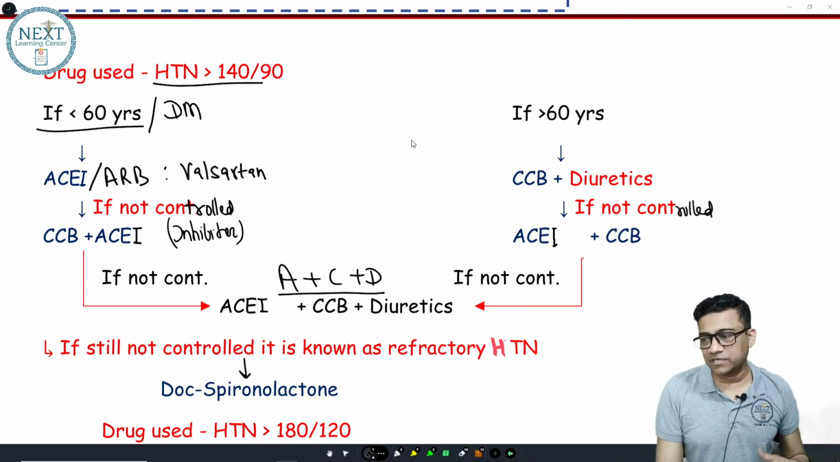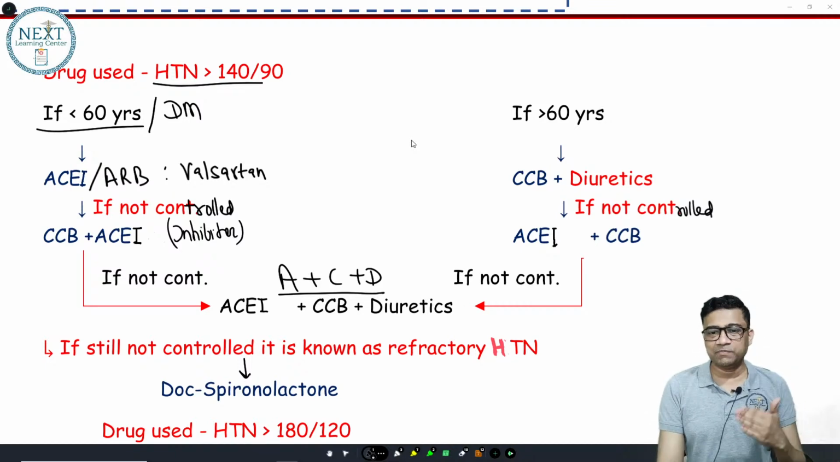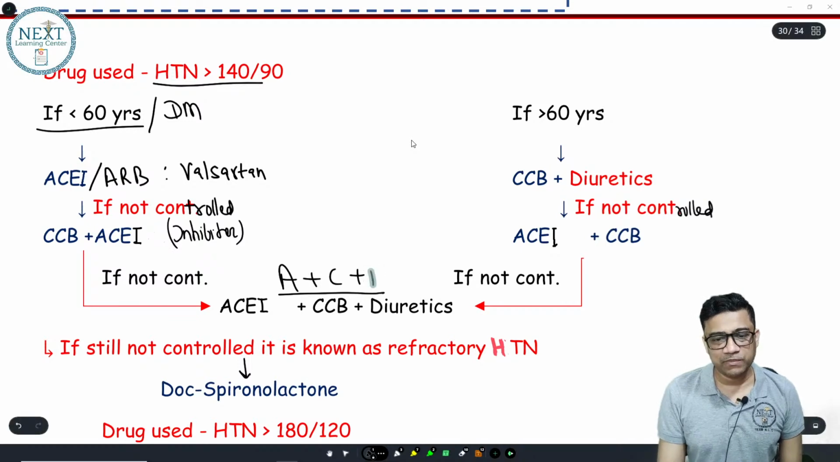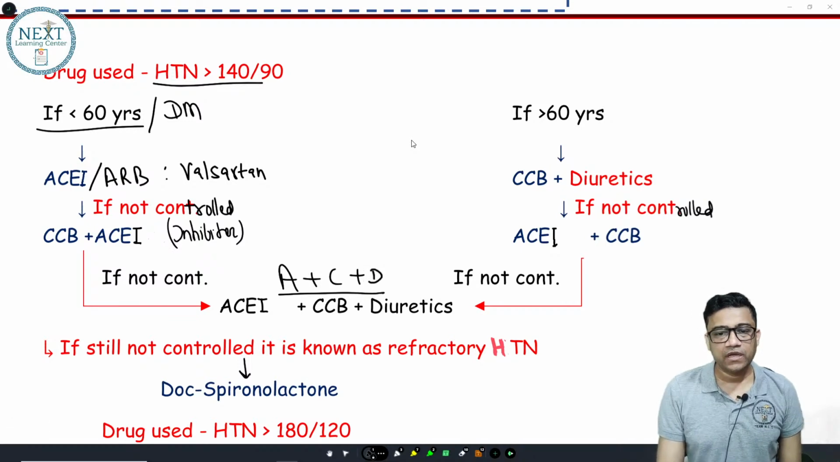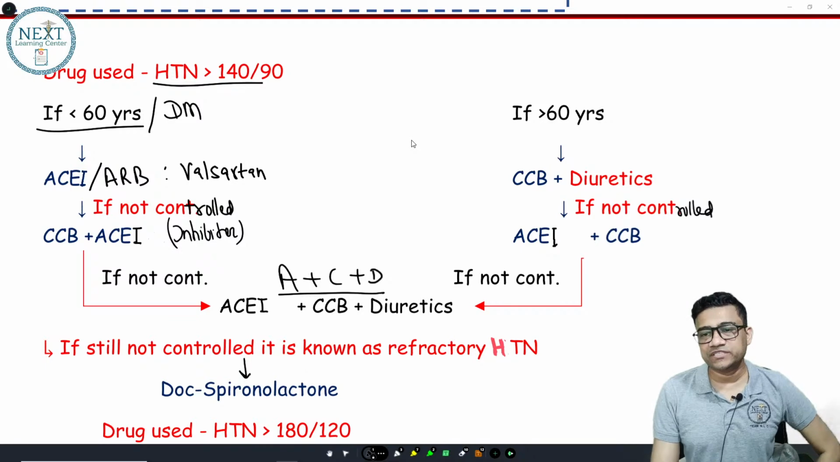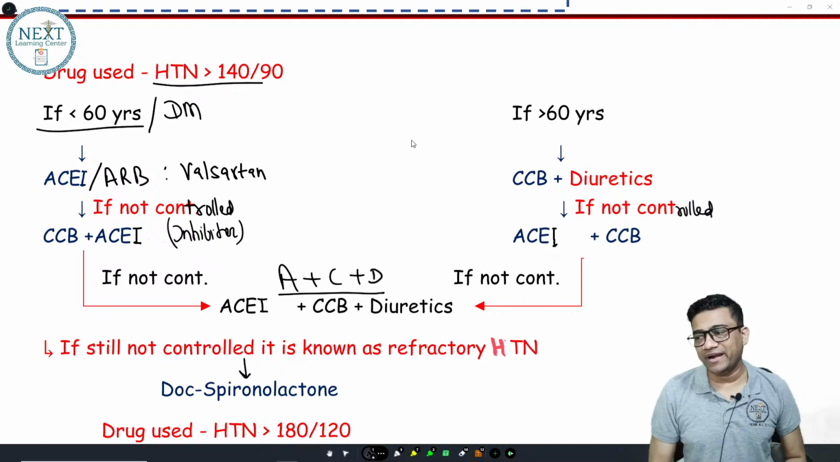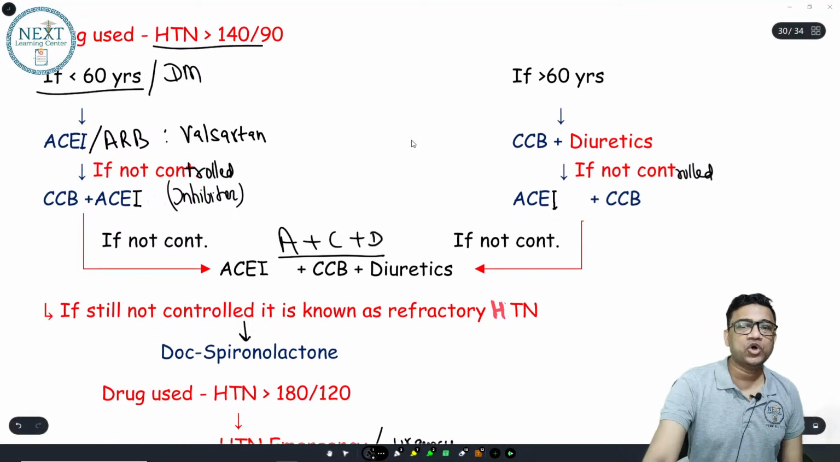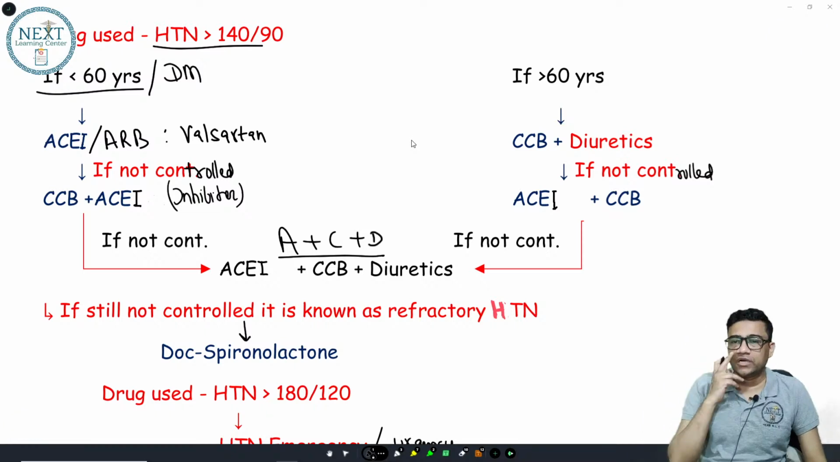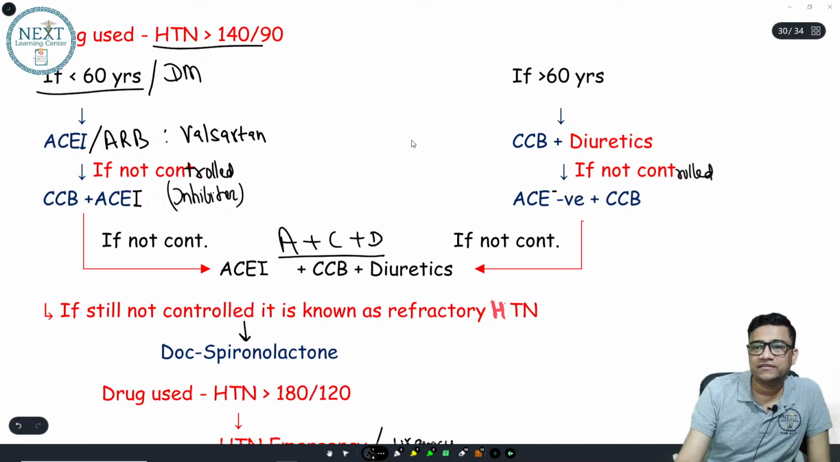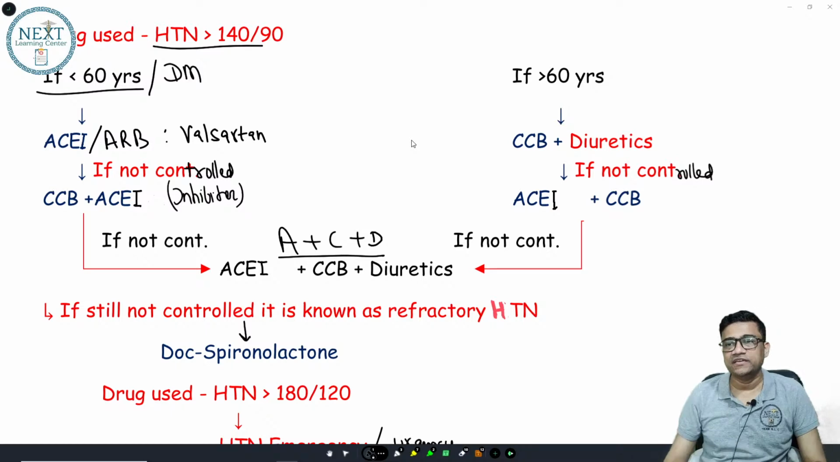A plus C plus D. And finally, if more than 60 years, then it is CCB. We add diuretics. If not controlled, it is ACE inhibitor. Okay, it is ACE inhibitor plus CCB.